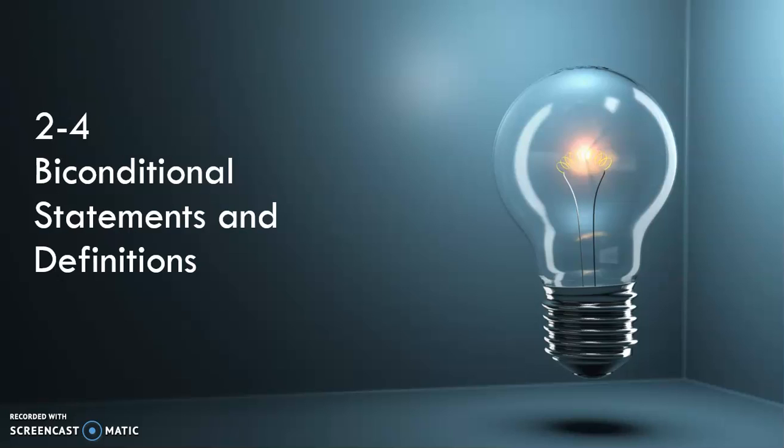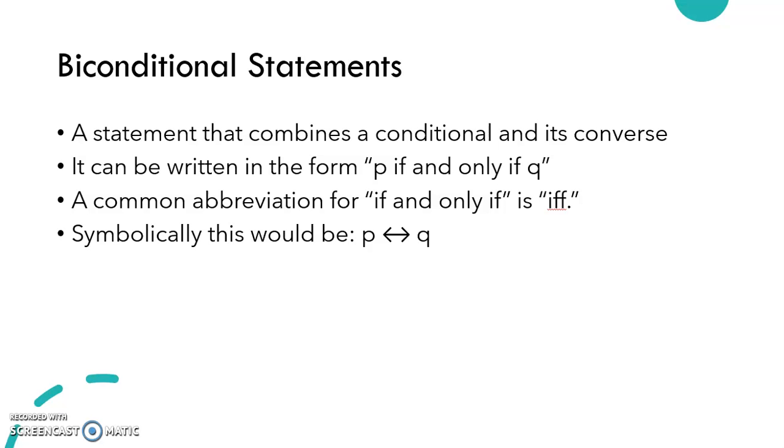Hi everyone, and welcome to Geometry Lesson 2-4, Biconditional Statements and Definitions. A biconditional statement is a statement that combines a conditional statement and its converse, and we write it in the form P if and only if Q.